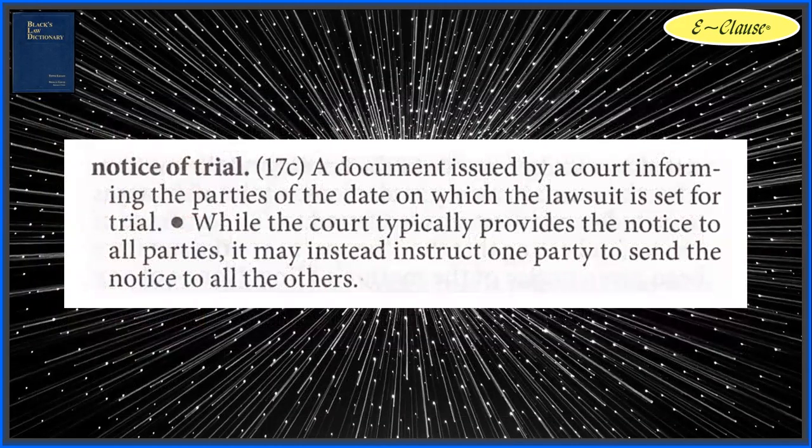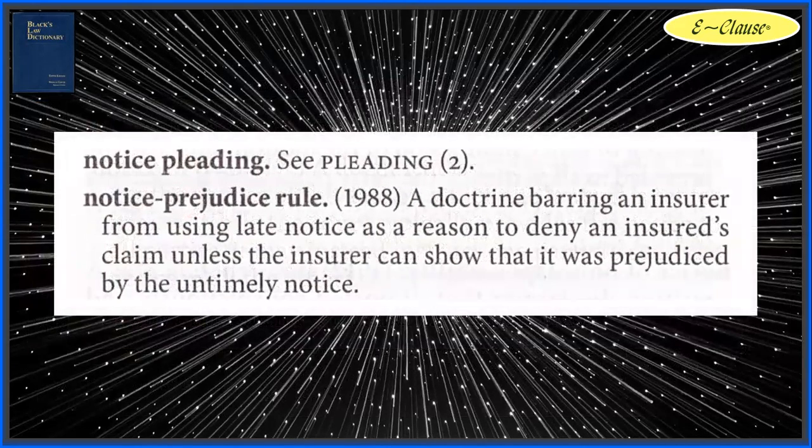Notice of trial. Self-explanatory. Document issued by the court. Notice of pleading. Notice prejudice rule. This is a doctrine barring an insurer from using late notice as a reason to deny an insured's claim unless the insurer can show that it was prejudiced by the untimely notice.